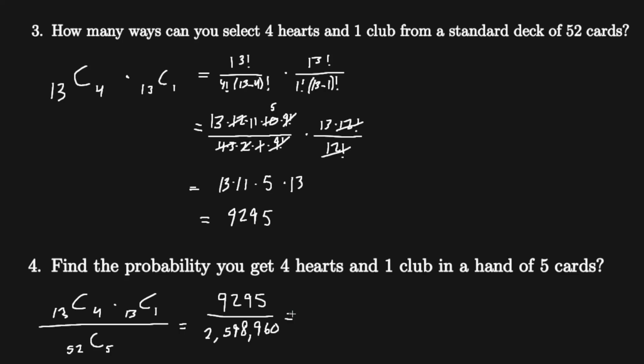Now if we plug this into our calculator, 9295 over 2,598,960, we would just get 0.00357. And yeah, that's how you do the combination.